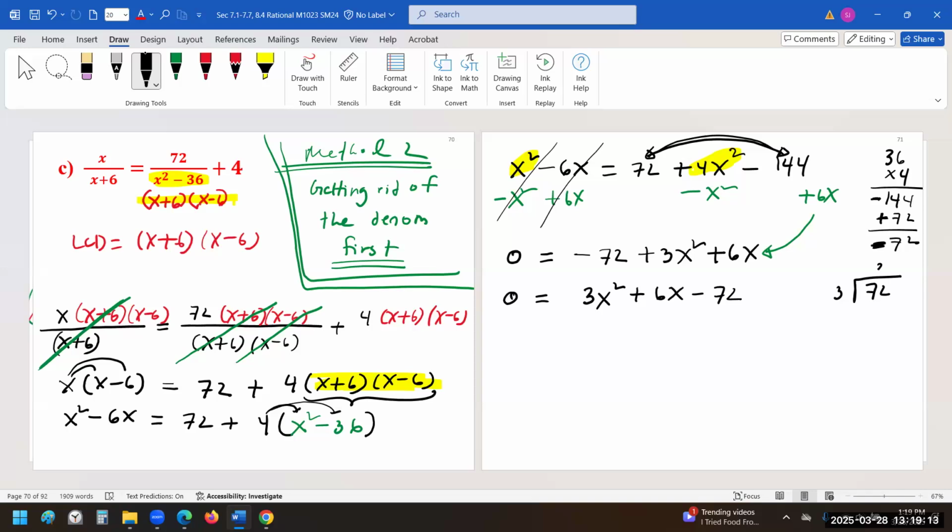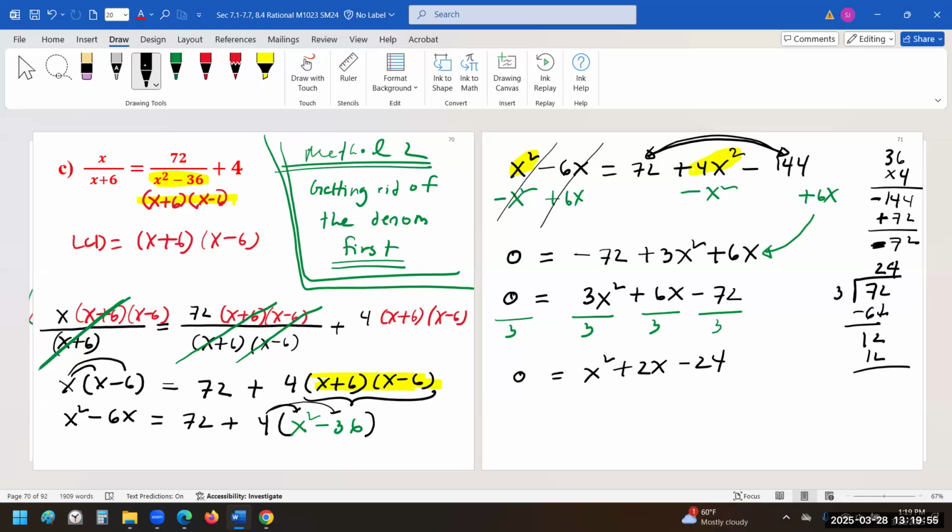3 goes to 7 twice, we get 6. 1 of 12, 24. So we get 1, we bring down the 2. So 3 goes to 12 4 times, and we have the answer 24. So you factor out 3, or you can divide everything by 3. Let's divide everything by 3 because all of these are divisible by 3. Divide by 3. Divide by 3. x squared plus 2x minus 24. And now I like it very much.